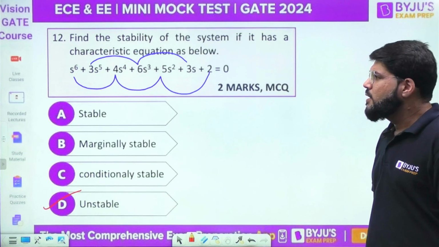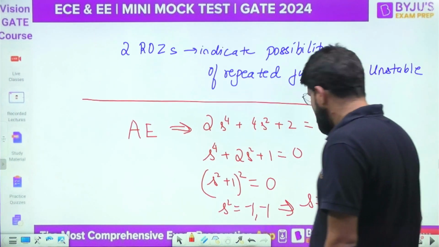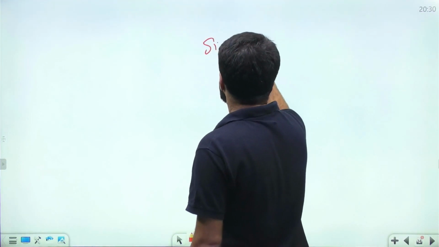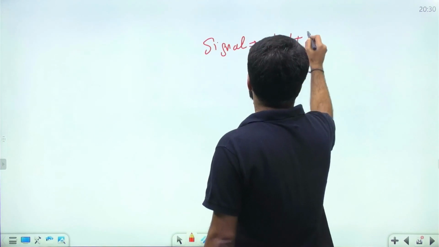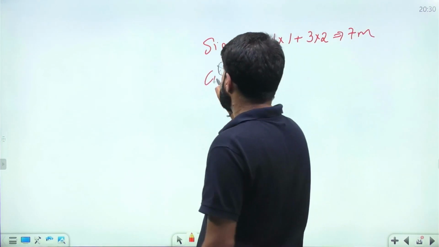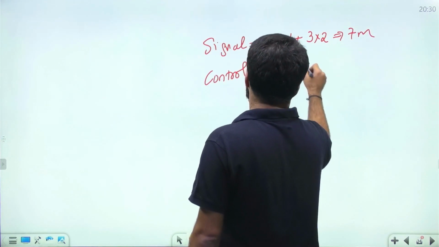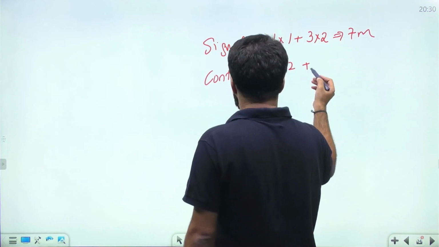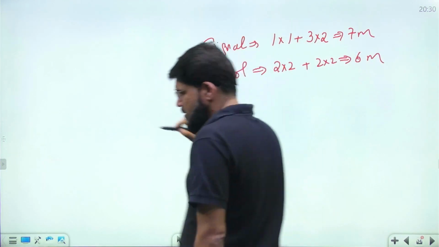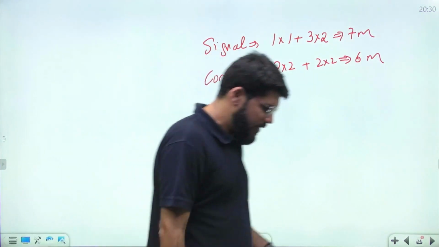Okay, so this was control. How much weightage did I take from signals and control? I already told you the maths weightage. From signals, I took 1 into 1, similar to maths, plus 3 into 2, that was 7 marks, including MSQ questions. From the control system, I took 2 questions of 2 marks, and 2 of 2 marks. That is 6 marks. Clear? Done. So let's move ahead to the next.